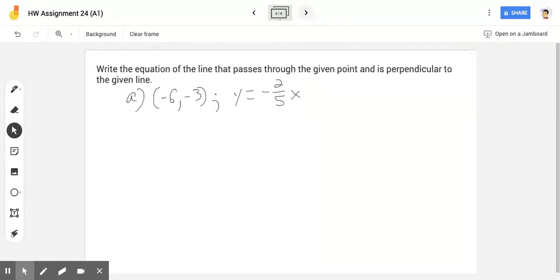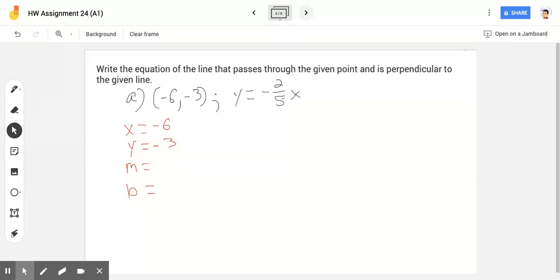So let's go right to it then. Let's label our x, our y, our m, and our b. This is where we need to be careful. We're talking perpendicular lines, not parallel lines. So our x is -6. That's what they give us. Our y is -3. They gave it to us. Our slope here is -2/5.